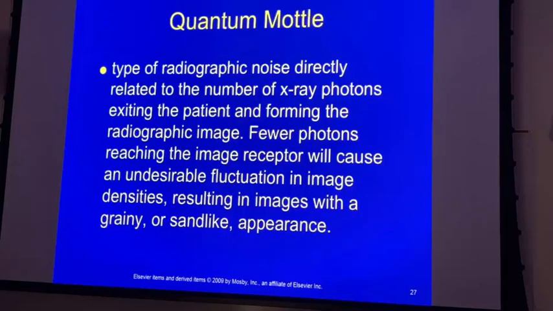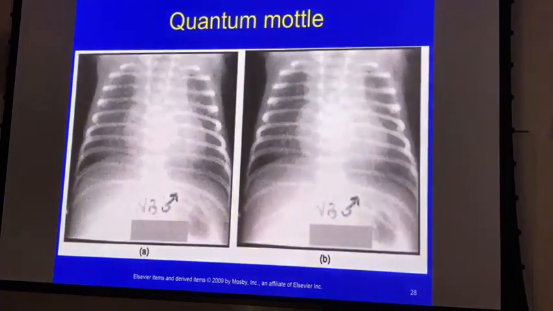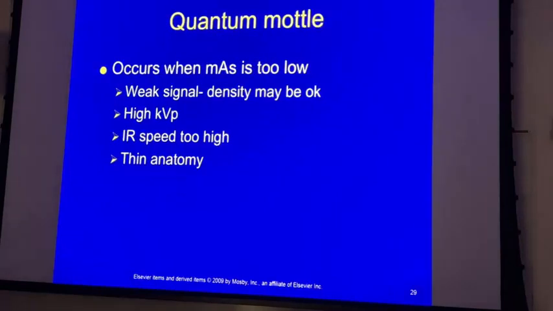It's just that speckly appearance that you see from lack of photons. So quantum, number, mottle, speckly, quantum mottle. It's a speckly appearance because you don't have enough numbers. And that's what it looks like. That's just because of low signal. Could be because of high kVp.